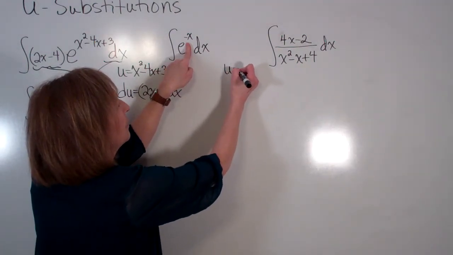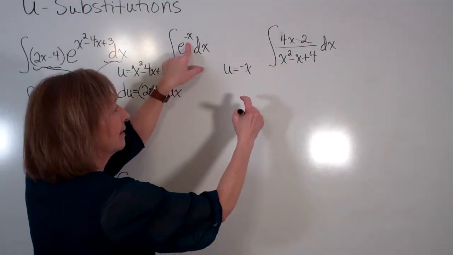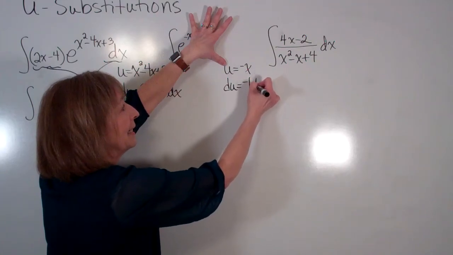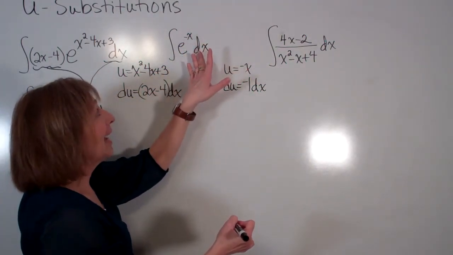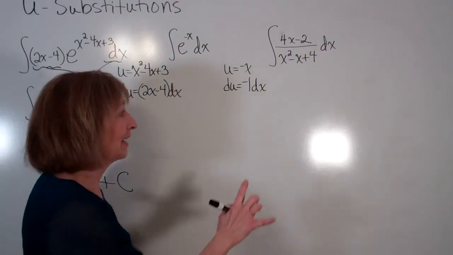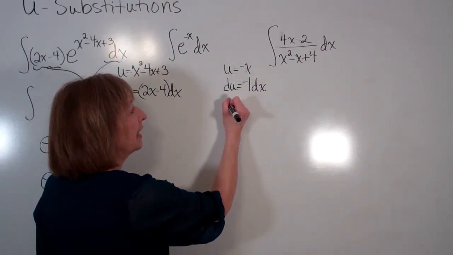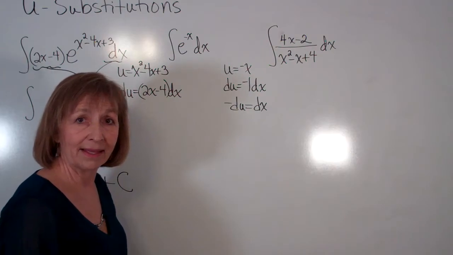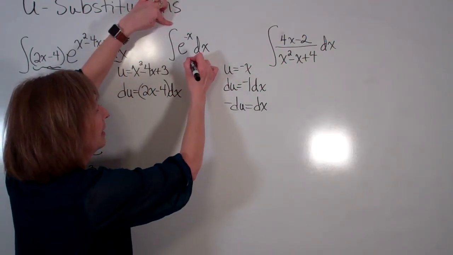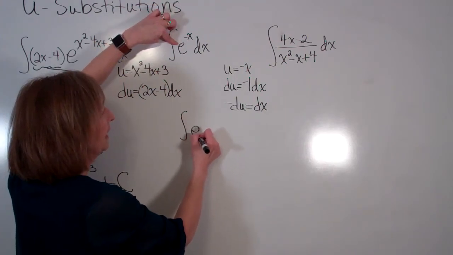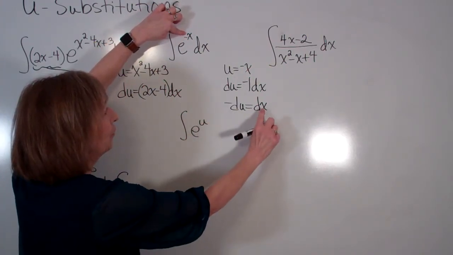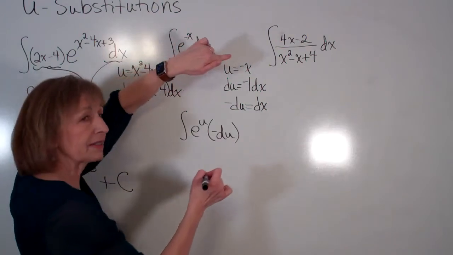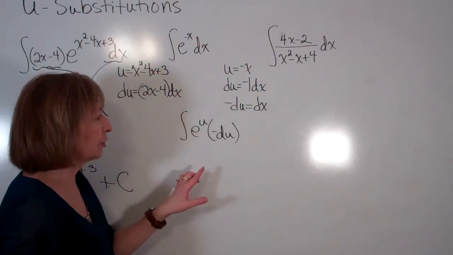If u is replacing the negative x, then look at the differential. du is going to be -1 dx. And I don't have negative dx, I have dx in there. So we're going to divide both sides by -1, and negative du is what we replace the dx with. So now when we look at this integral, this is the integral of e to the u, and when you take out the dx, its replacement is negative du. And put that in parentheses so you don't mistake it as a subtraction.